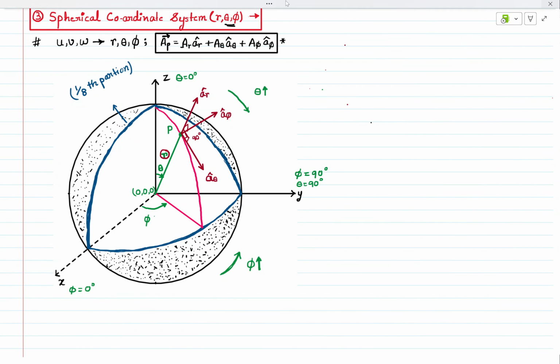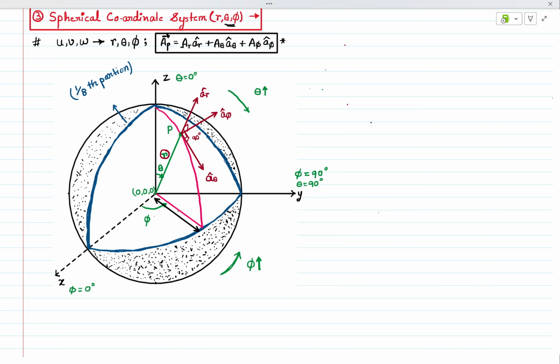What can I say? Let me show you like this. What will be this line? This is R. This is theta. So what will be this? This is nothing but the R sine theta, right?